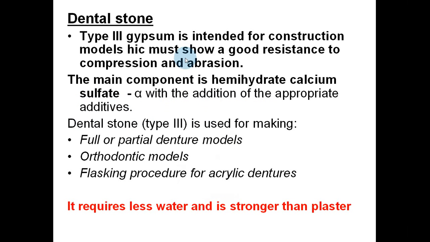Dental stone. Type 3 gypsum is intended for construction models, thus must show good resistance to compression and abrasion. The main component is hemihydrate calcium sulfate, alpha, with the addition of the appropriate additives. Dental stone type 3 is used for making full or partial denture models, orthodontic models, and flasking procedures for acrylic dentures. It requires less water and is stronger than plaster.